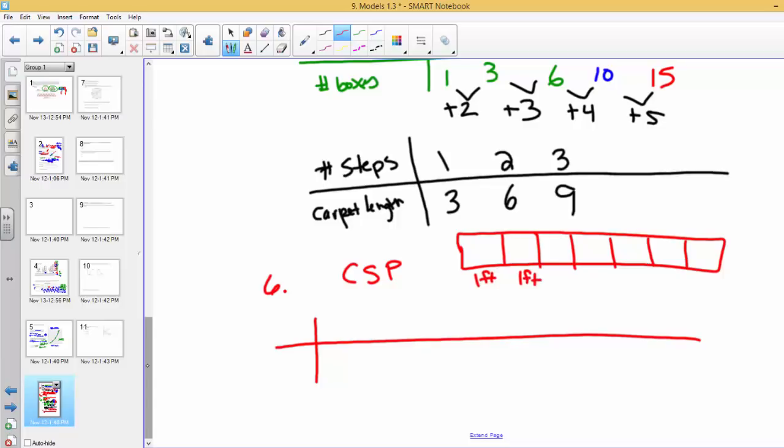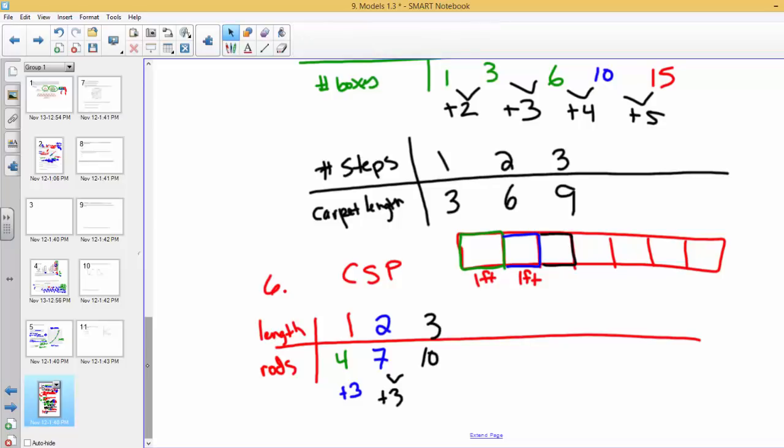So if you had a 1 foot bridge, the rods you would need would be 1, 2, 3, 4. And then as you increase that to 2 feet, you would have to add 1, 2, 3 more rods. So 4 plus 3 is 7. And then if you increase that to 3 feet, you would have to add 1, 2, 3 more rods. So that'd be 10 because you're adding 3.